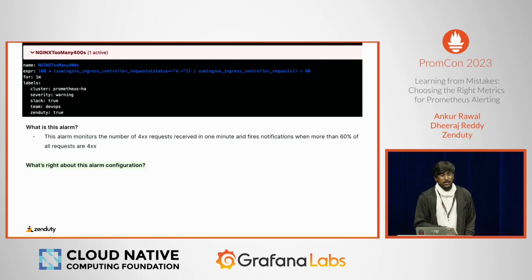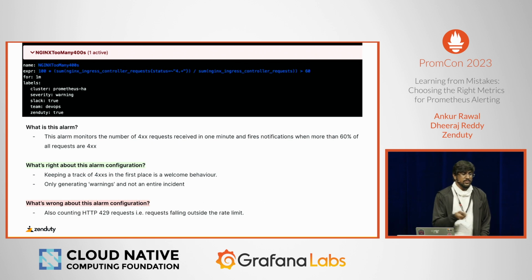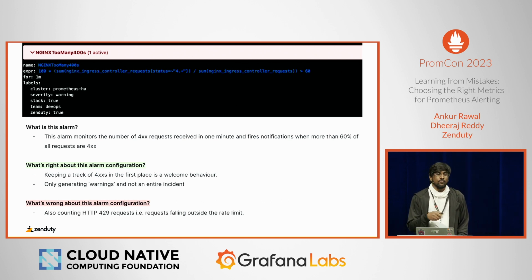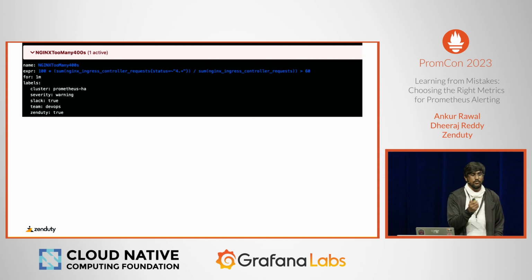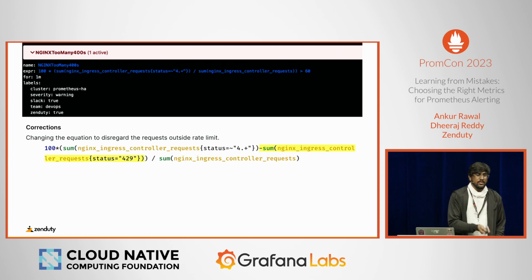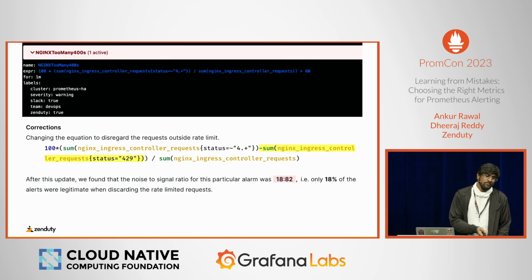But again, what's wrong with the configuration? Often you tend to see 4xx includes 429, and 429s are pretty obvious if you are an ingestion engine or something, so you usually tend to see so many 429s. If you have configured your 429s along with the 4xx, then you might see this alarm too often. So the correction would be changing the equation where you exclude the 429s from your 4xx. By doing this, in our infra, we have reduced the noise by around 82%, where we only have to cater to 18% of the warning alerts due to this 4xx.